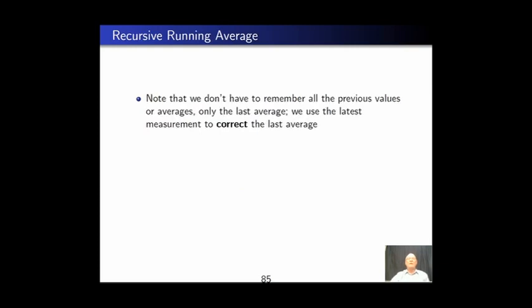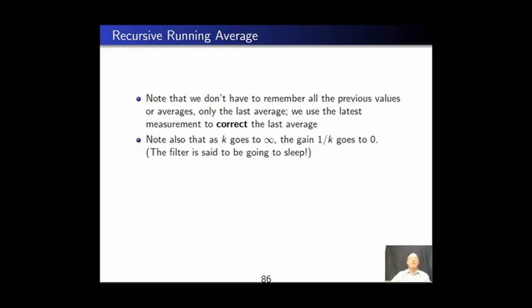Note that we don't have to remember all the previous values or averages, only the last average. We use the latest measurement to correct the last average. And we also need to know what k is, because we have to keep track of k, since we're taking 1 over k as our gain.